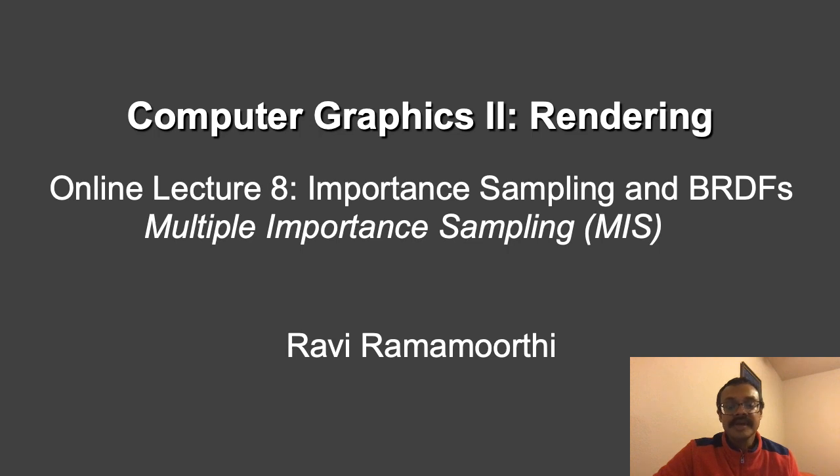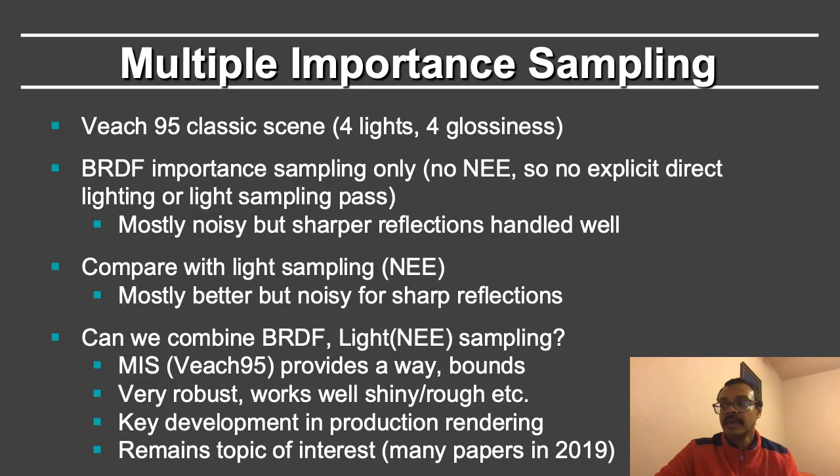We will now discuss multiple importance sampling, which is really the final component you need to implement for homework 4 to build a path tracer that is very close to state of the art. Multiple importance sampling goes back to the classic paper by Veach and Guibas in 1995.